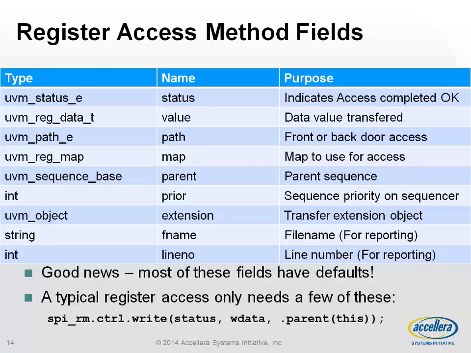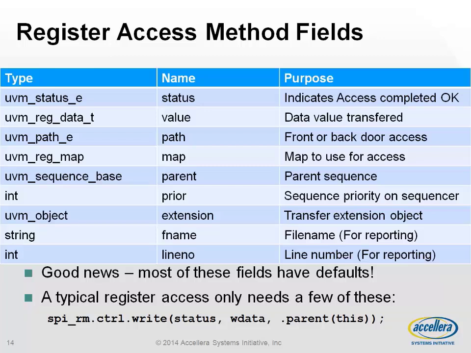So if you only want to specify these three arguments, you can specify the first two by position, and then parent, you have to say dot parent. If you just say status, wdata, this, it will think that this is the path, and you'll get an error. So these are the only three that you really need to set, and this is what it looks like.